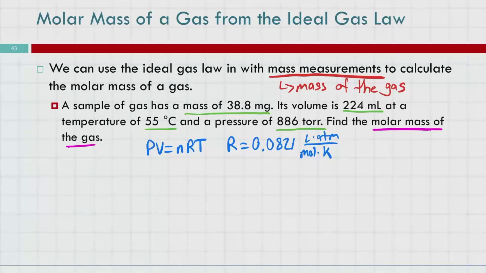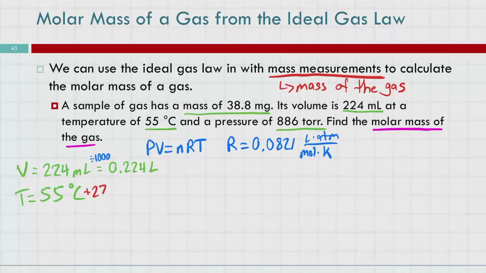And then we can write down our variables. Volume is 224 milliliters. That's the same as 0.224 liters. Divide by 1,000, milli equals 10 to the minus 3. For a temperature, 55 degrees Celsius, we're going to add 273.15, turn that into Kelvin. We get 328.15 Kelvin.